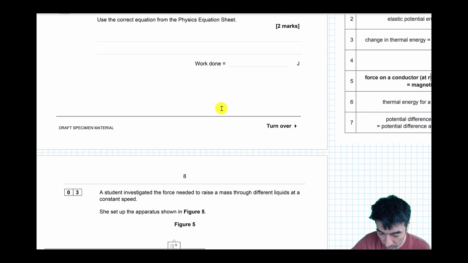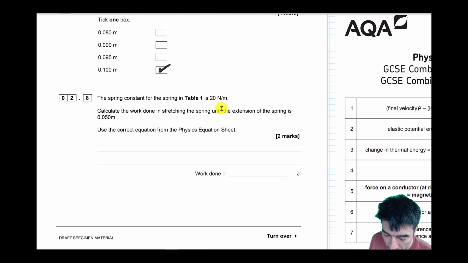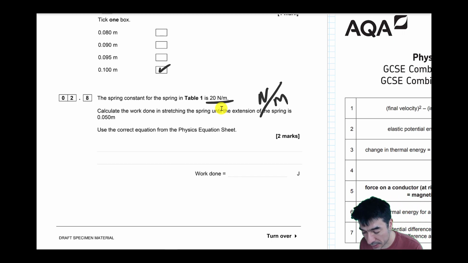Right, I think this is the final question. Cool, that was a long one. The spring constant for the spring in table 1 is 20 newtons for every meter. 20 newtons for every meter, that's what the slash means. Calculate the work done in stretching the spring until the extension of the spring is 0.05 meters. Use the correct equation from the physics equation sheet.